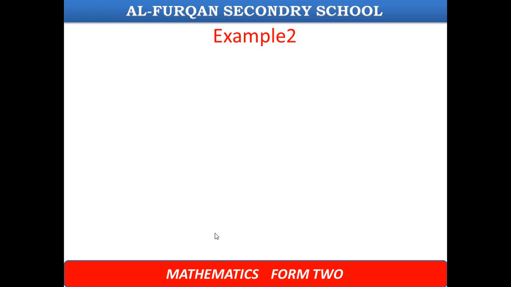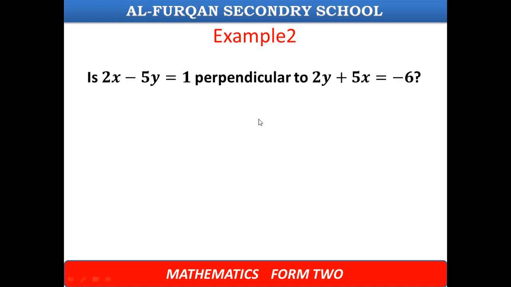Example labaad isna si la mid ah waxaa la yidhi: labadan equation ma perpendicular baa? 2x minus 5y equal 1, perpendicular to 2y plus 5x equal minus 6.